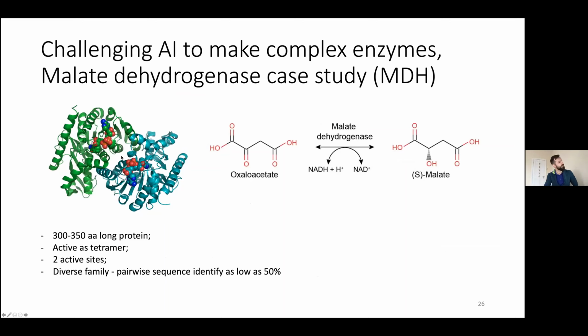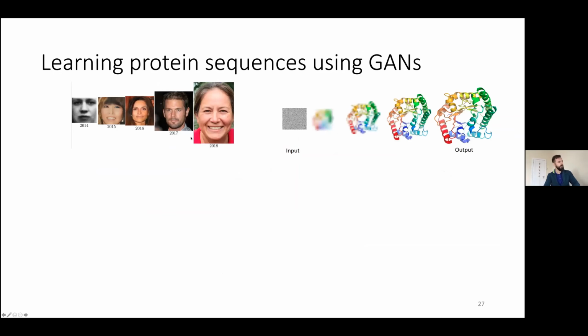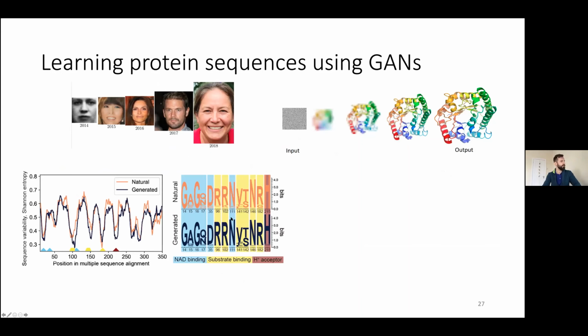And what we tried to do was to teach AI how to do this for proteins. Well, not we, but it would teach itself. This is quite a complex protein, 300 amino acids long, also active in multimeric form, with 2 active sites and quite a diverse sequence space. Of course, it's easy to monitor how well you learn with faces: in 2014 faces looked like that, and nowadays they look like that. It's easy to get this from picture data, but difficult to get it from sequence data, so we had to find different metrics.